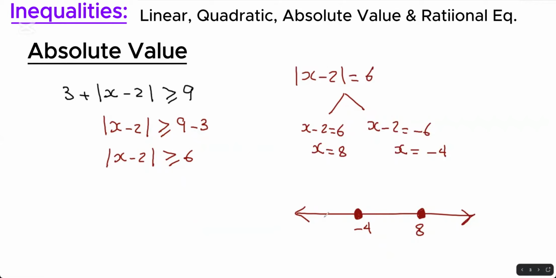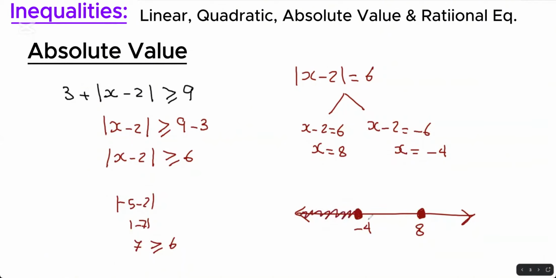Now you test. This stage, you have 3 segments here to this line. Test in each segment. So take -5 here. If I take -5, I go -5 minus 2, absolute valued. That's -7. And the absolute value of -7 is +7. Is that greater than or equal to 6? Definitely yes. So I'm going to shade in here.